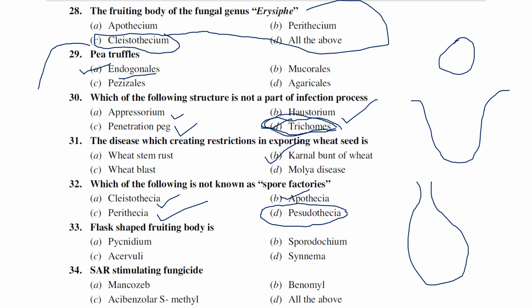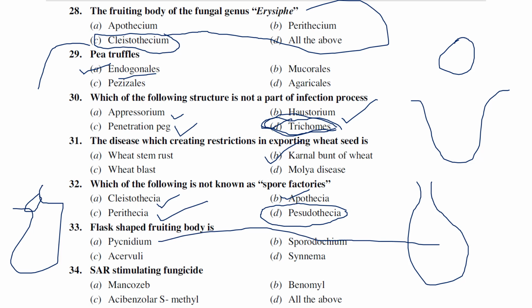A flask-shaped fruiting body is known as pycnidium, sporodochium, acervulus, or synnema. Generally, the pycnidium looks like a flask shape with a narrow opening, or circular mouth, known as ostiole. So the answer is pycnidium. It exactly resembles perithecia. So the answer is pycnidium.